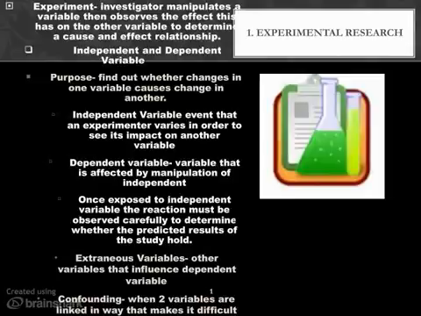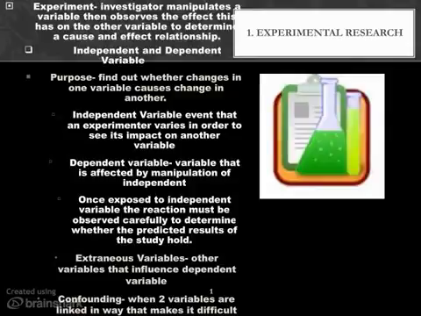Okay? And on the PowerPoint there, the independent variable is the event that the experimenter varies or manipulates in order to see the impact it has on the other variable, which is the dependent variable, the variable that is being affected by the manipulation of the independent.